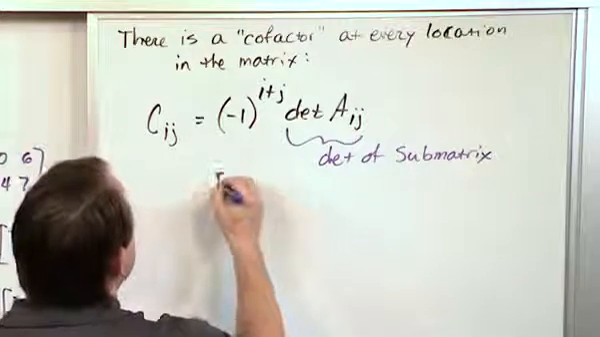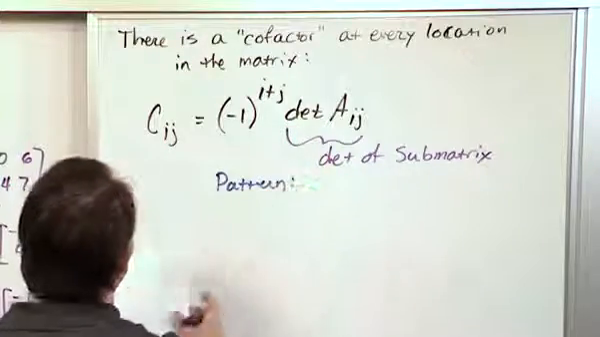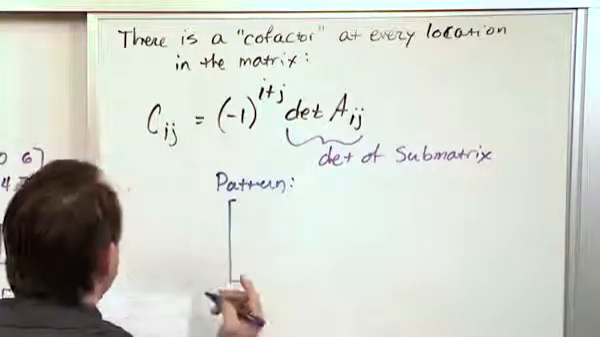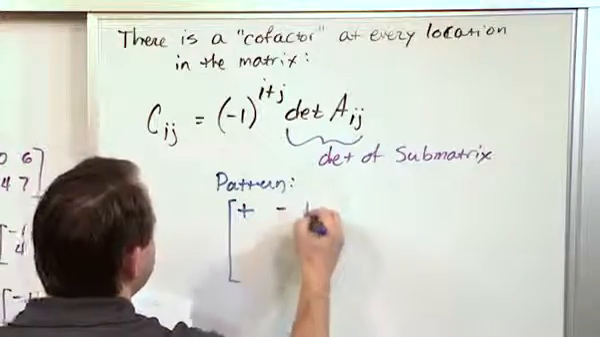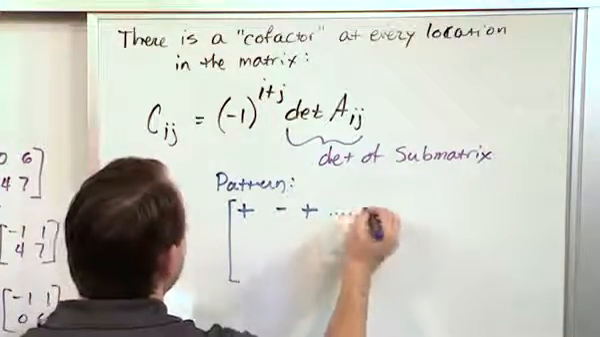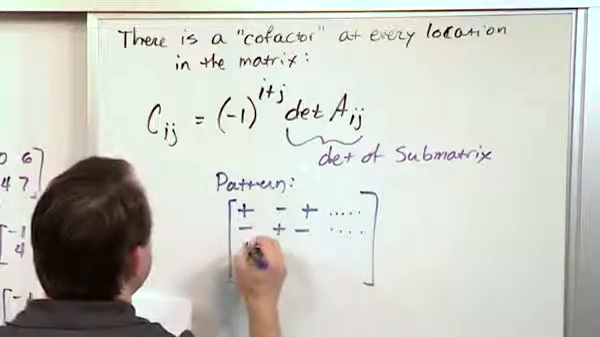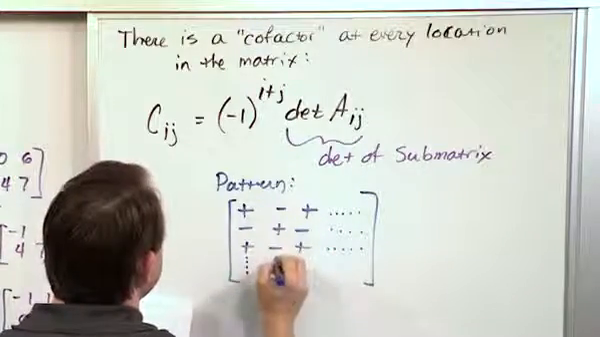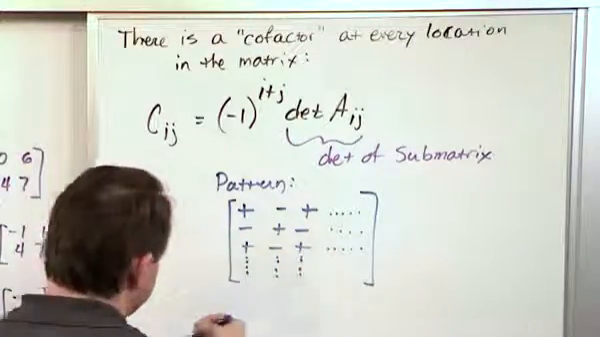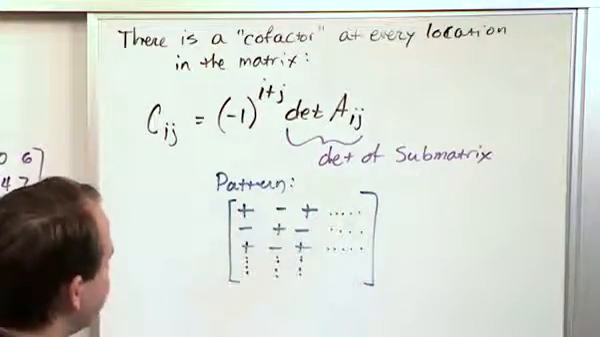So for the pattern, it's a little bit easier to visualize what's happened here if I just go ahead and show you the pattern. In a matrix, in row 1, column 1, it goes like this: plus, minus, plus, dot, dot, dot, and then minus, plus, minus, dot, dot, dot, plus, minus, plus, dot, dot, dot, and then you have dot, dot, dot this way, because it depends on how big your matrix really is. But this (-1)^(i+j), I'm just visualizing that for you.